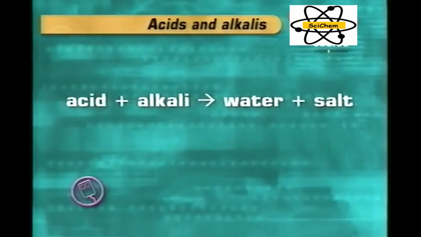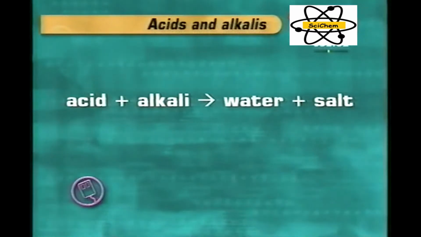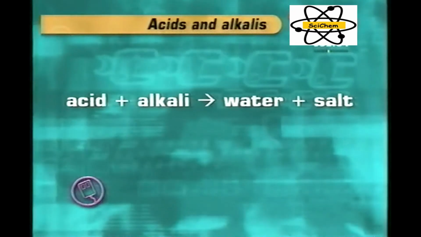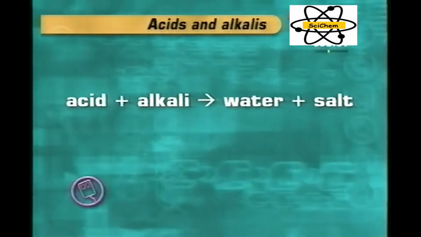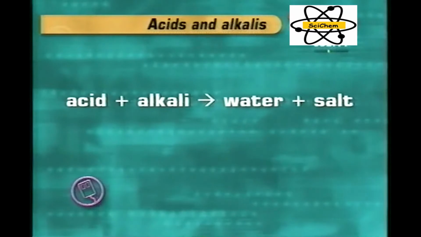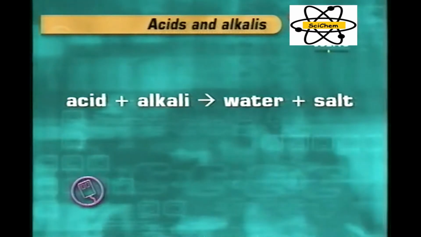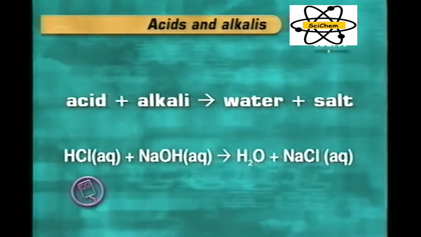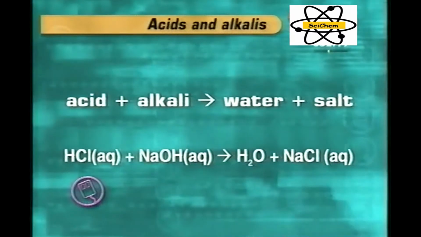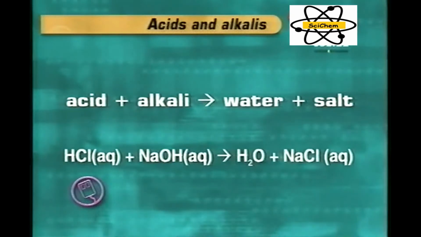When acids react with alkalis, water and a salt are produced. The pH of the acid moves up towards 7 and the pH of the alkali moves down towards 7. In other words, they both move towards neutral. For example, hydrochloric acid reacts with sodium hydroxide to give water and sodium chloride.